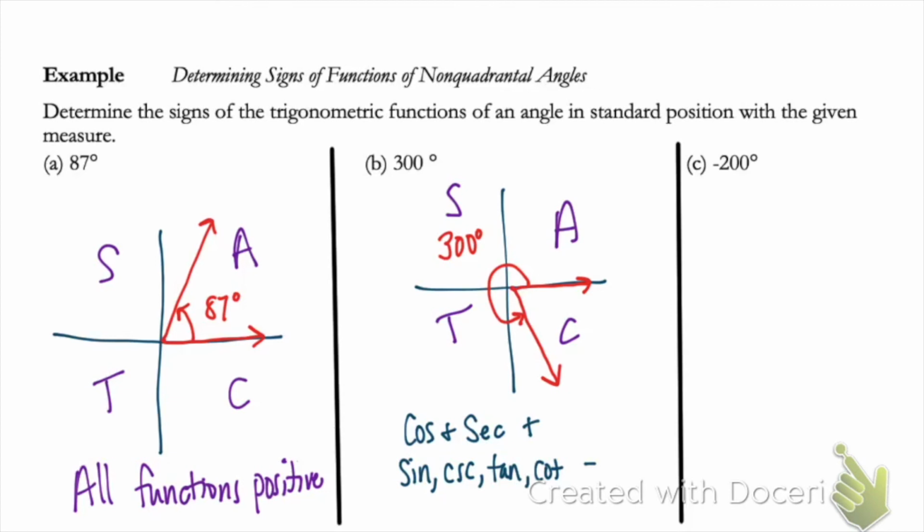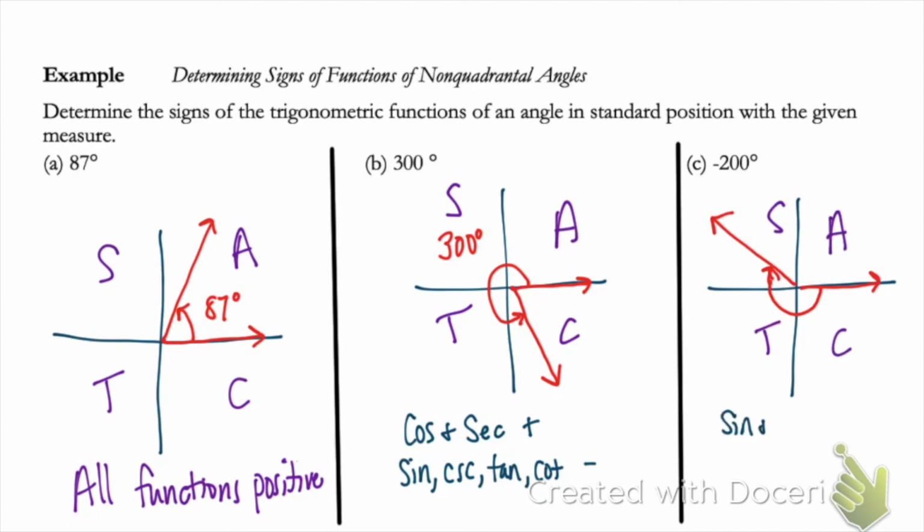Problem C, our angle is negative 200 degrees. Don't forget that that means that your angle is going to go down when you draw it. All students take charge. Since we're in the second quadrant, we've got sine and cosecant are positive, and then cosine, secant, tangent, and cotangent are all negative.